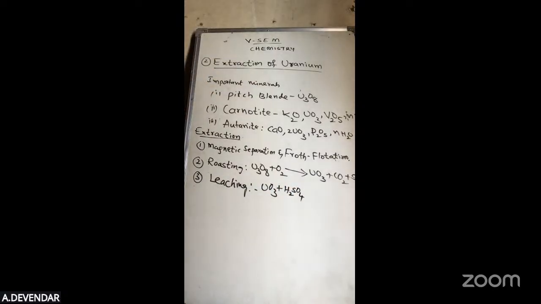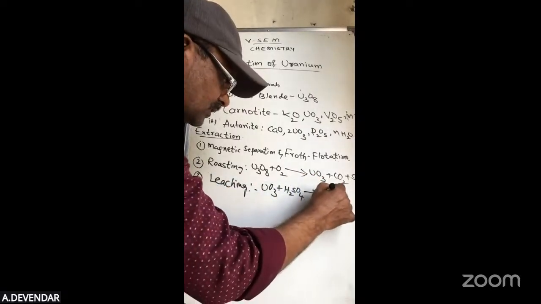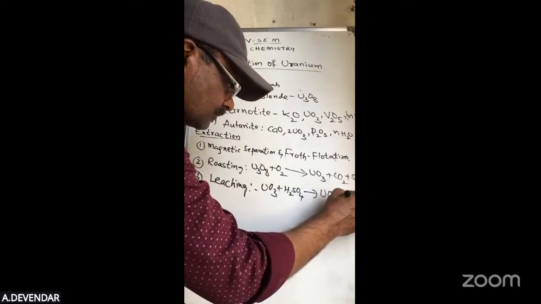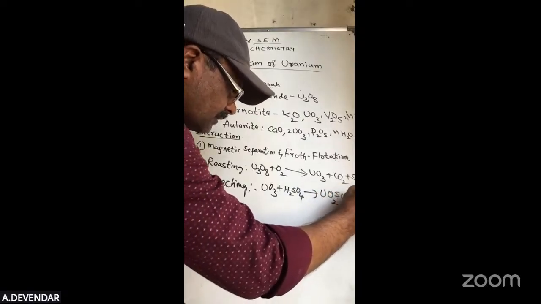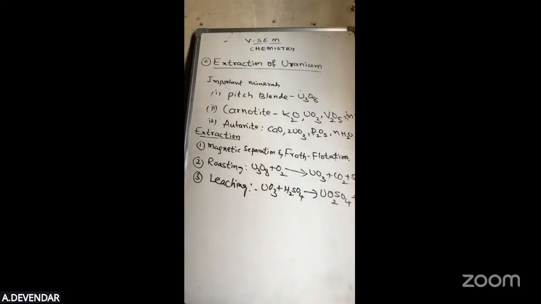The uranium trioxide is treated with sulfuric acid. We get uranyl sulfate, UO2SO4, and the water molecule is removed. This is called leaching. Leaching means treating with acid. Next, the uranyl sulfate.